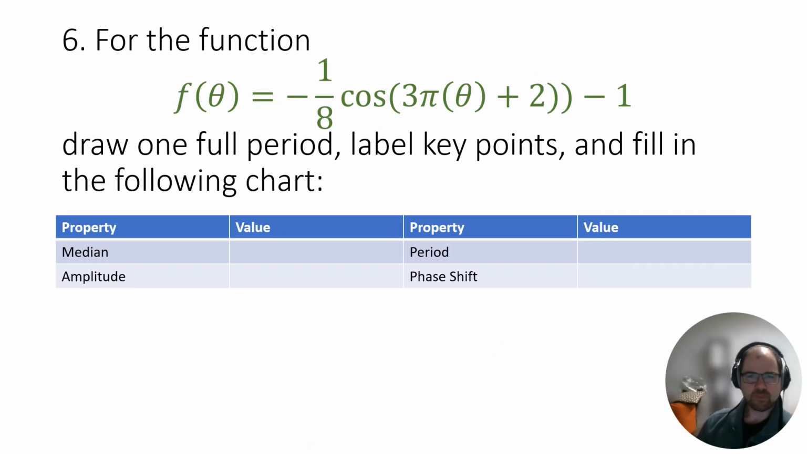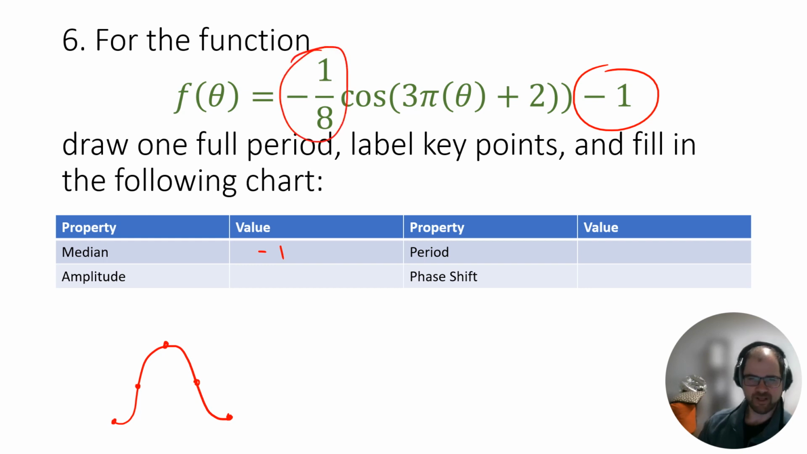Okay, we have a cosine function with a negative coefficient, so we're going to start at our minimum and go from there. All right, we need to label the minimum, the median, the maximum, the median, the minimum. Okay, our median value is right here of minus 1. The amplitude is the absolute value of minus 1/8, or just 1/8.